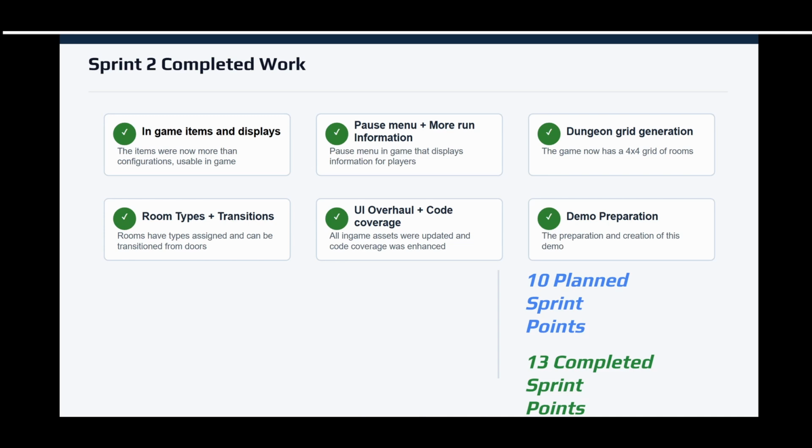For Sprint 2, the project continued to make strong progress beyond the original sprint plan. The sprint was originally planned for 10 sprint points, but by the end of the sprint I completed 13 sprint points, which was good to see. A major focus of this sprint was moving the game beyond basic foundational systems and turning more of the planned features into actual playable functionality.